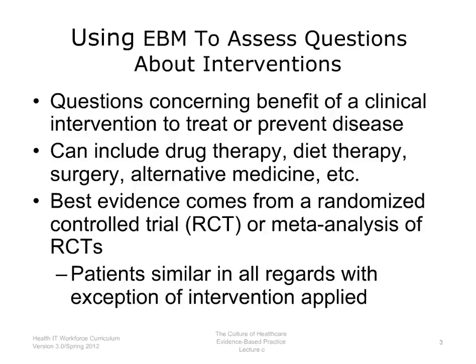There is no intervention that this approach cannot be applied to, such as drug therapy, diet therapy, surgery, and complementary and alternative medicine. The best evidence for assessing an intervention comes from a randomized controlled trial, or even better, a meta-analysis of multiple randomized controlled trials. A key aspect of a randomized controlled trial is that patients are similar in all regards, with the exception of the intervention applied. This is the ideal.